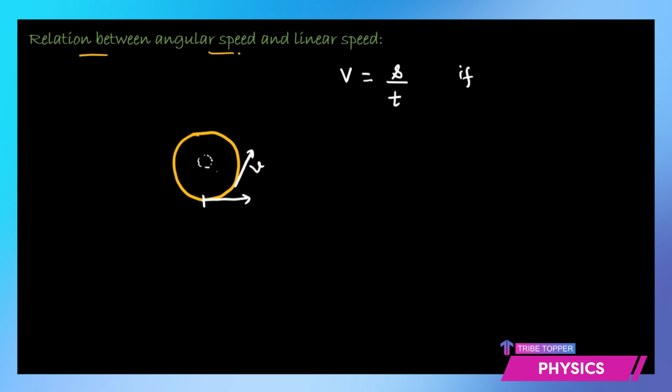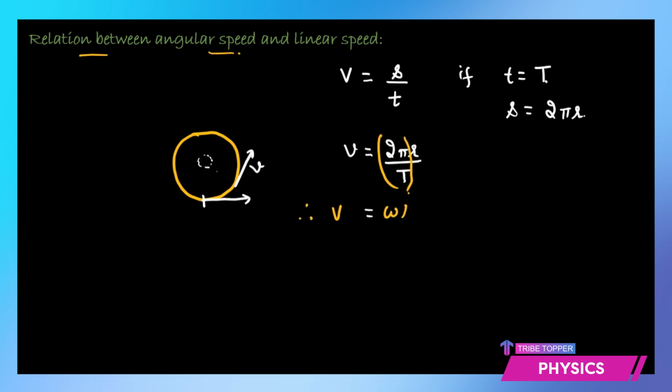If I say again that t is not any time but the time period, then S, the arc length, is going to be the entire circumference of the circle, 2 pi r. So in one time period, a full revolution is completed, and the length of arc traced out is the circumference. So linear speed is 2 pi r by T. Now, what is 2 pi by T? We just learned that 2 pi by T is omega. Therefore, v is equal to omega times r. This relation is important. Or sometimes you have to use omega, then that is v by r. This is how your linear speed and angular speed are related.